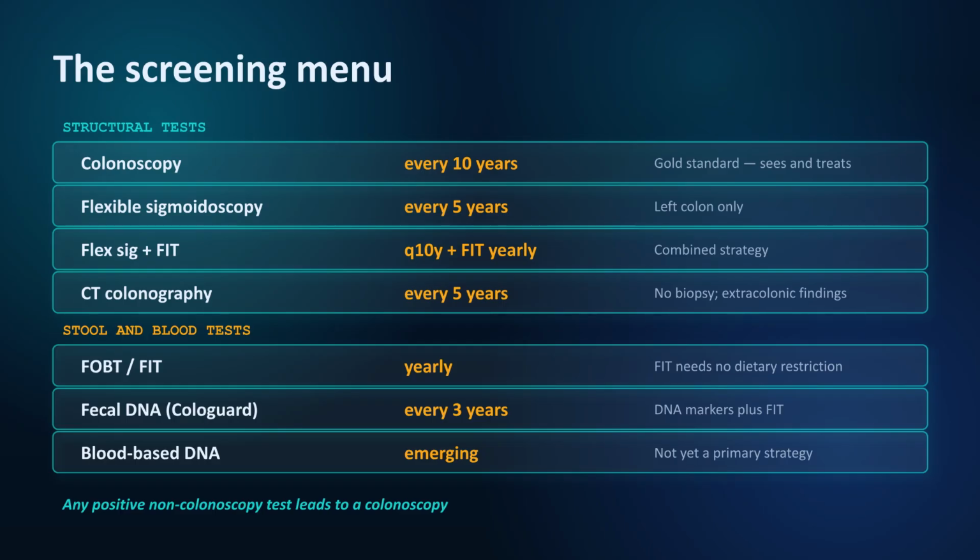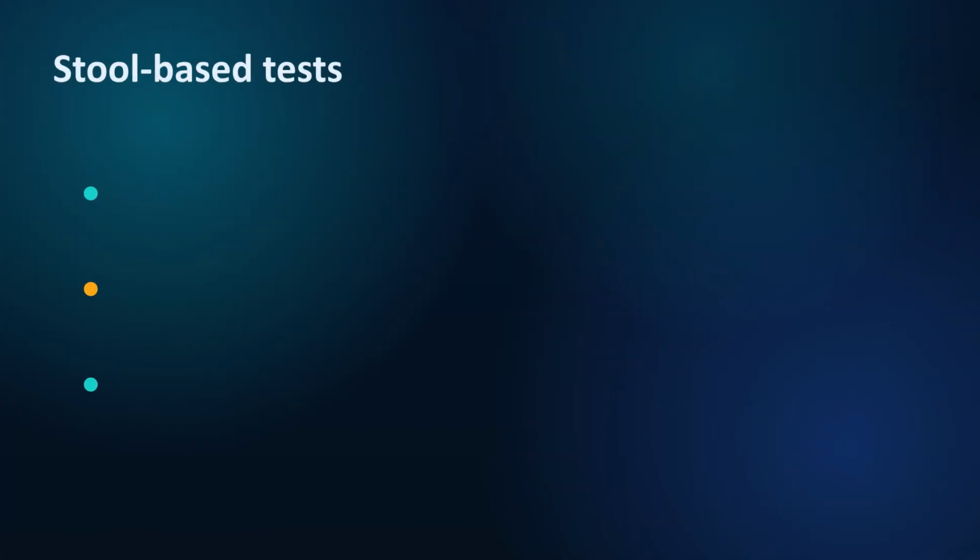On the stool side, fecal occult blood testing or the fecal immunochemical test is done yearly. Fecal DNA testing, marketed as Cologuard, is done every 3 years. And blood-based DNA tests are emerging but are not yet a primary strategy. Notice the pattern down the interval column. The less sensitive the test, the more often you repeat it. Let us take the stool tests in turn.